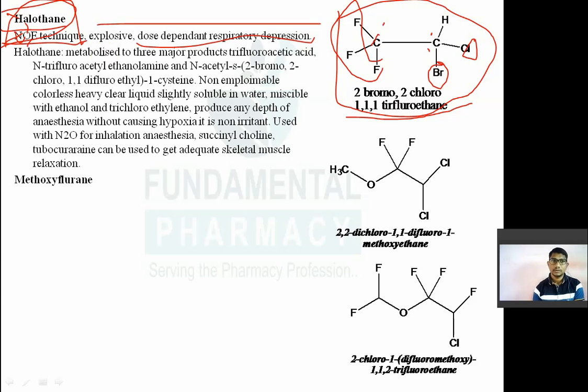गॉट इट. एनओई टेक्निक, नाइट्रिक ऑक्साइड आपका एजेंट मतलब जो हैलोथेन है, नाइट्रिक ऑक्साइड हैलोथेन एंड एयर, ये तीनों का मिक्सचर यूज करना है. दैट इज एनओई टेक्निक.